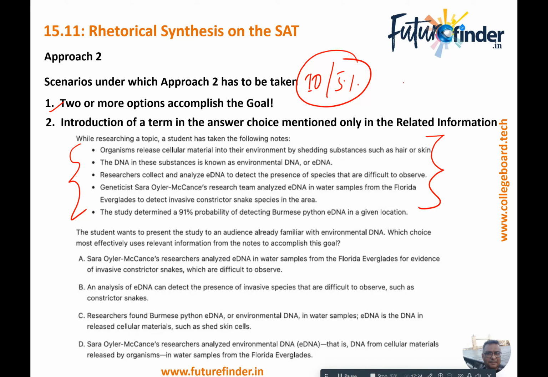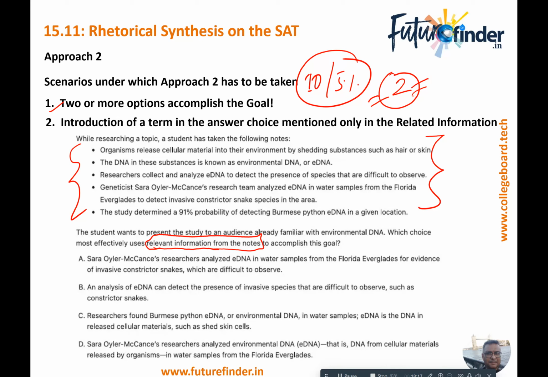So there is a goal and two options that accomplish the goal. The question is very clear: which choice uses relevant information from the notes, right? So if there are two choices that actually suffice the goal, we will have to find out which of these options are there in the notes and which is not, because it cannot be outside the notes, since that is what the question asks you to do. So in case there are two options that suffice the goal, we will have to go back and see which of them is correct. So this is scenario number 1.